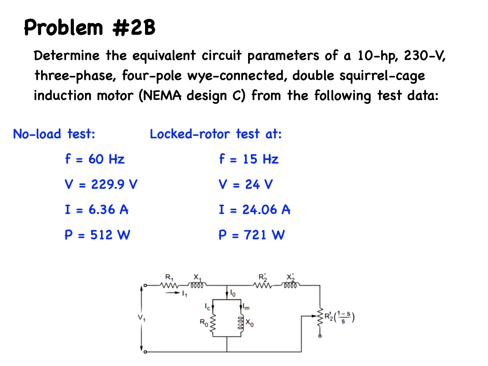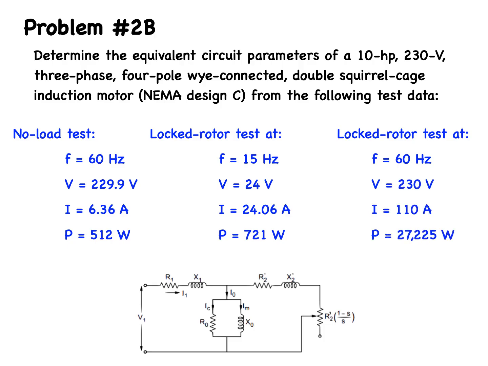Another locked rotor test at a frequency of 60 Hertz and a voltage of 230 volts draws a current of 110 amps and a power of 27,225 watts. And finally, the easiest test is a DC resistance test, which measures the resistance between two terminals of the stator. That will give us eventually the resistance R1 of our equivalent circuit. In other words, these tests will lead us to complete the parameters of the table shown here.